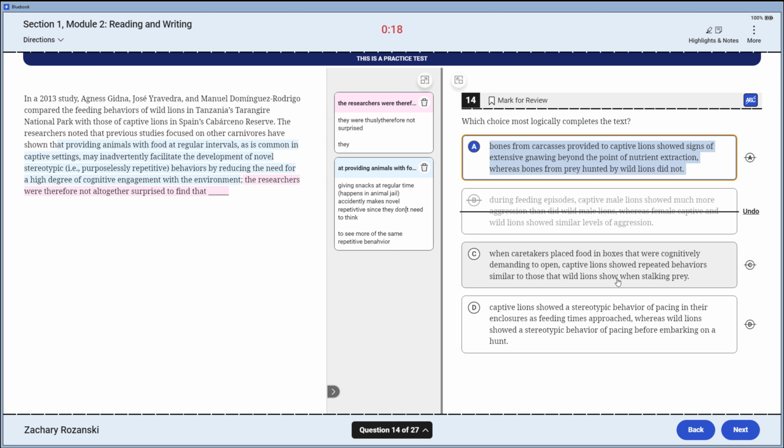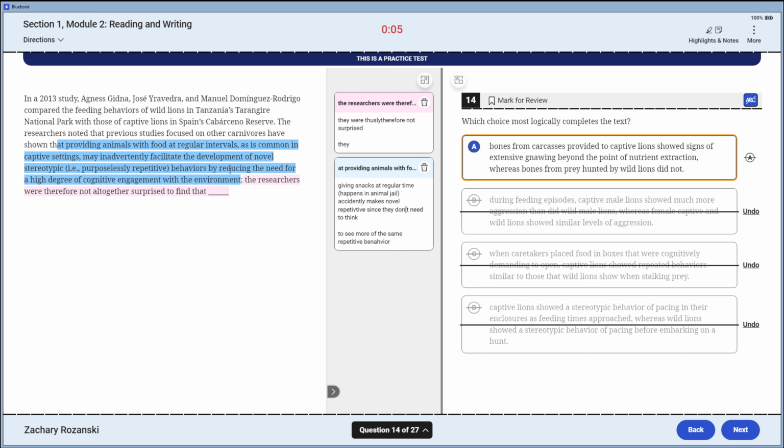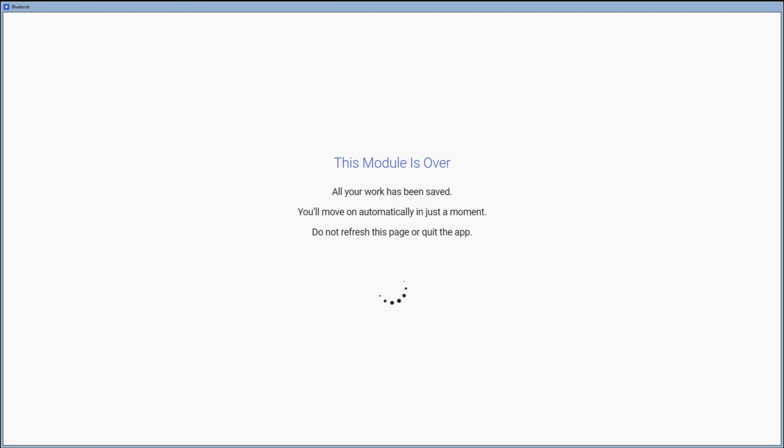We're not trying to show a mimicking behavior in the wildlife of this thing. They just want to see more of the same. Captive lions showed a stereotypic behavior, pacing, in their conclusion, whereas wild lions, no. If they both have stereotypic behavior, that destroys their entire study, right? Stereotypic behavior is just about being in animal jail, and when you're in animal jail, you do crazy things like gnawing on bones past the point of extraction.